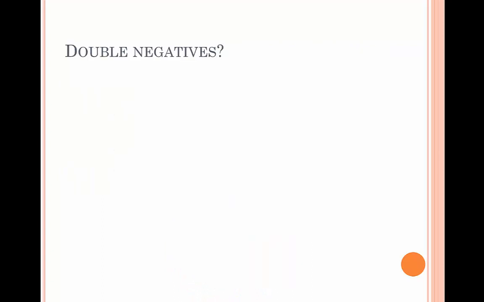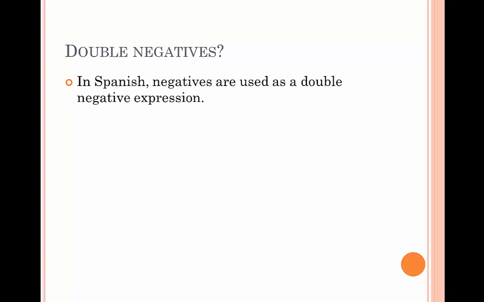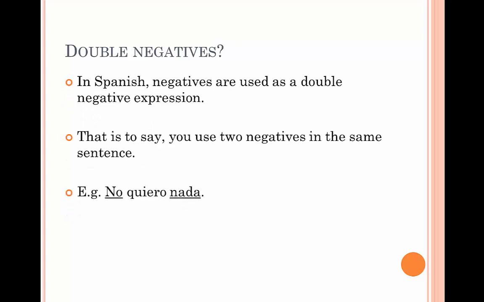Now, before we start, I want to cover the idea of double negatives. In Spanish, negatives are used as a double negative expression. That is to say that we use two negatives in the exact same sentence. For example, no quiero nada means I do not want anything, and it may seem counterintuitive because we have no and nada in the same sentence. In English, these two should cancel each other out. For example, I didn't do nothing is not doing nothing, therefore you must have done something. So double negatives in English do not work, but in Spanish they do. So be sure when you are writing, if you do write a double negative, don't worry because that's completely normal.